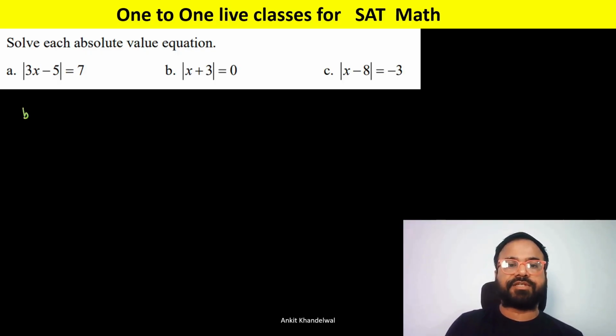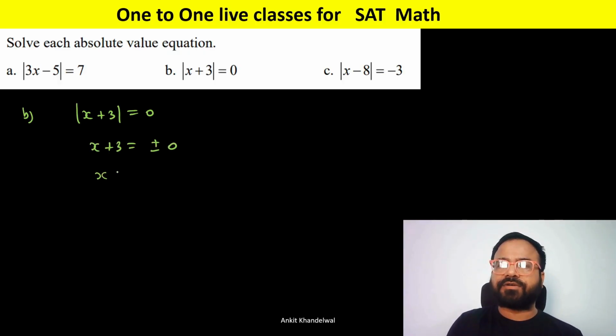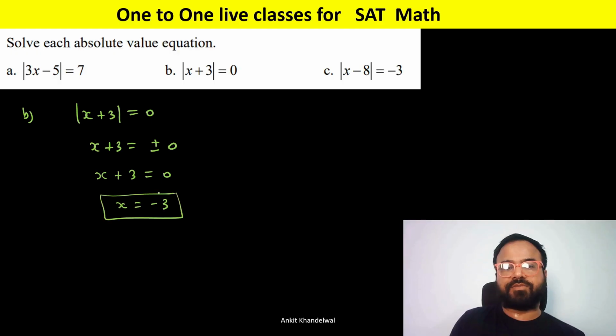In the second equation, this is equal to 0. So you will open it like this. x plus 3 is equal to plus minus 0. Plus minus 0 is nothing but 0 only. So here we will say x equals minus 3, like this.